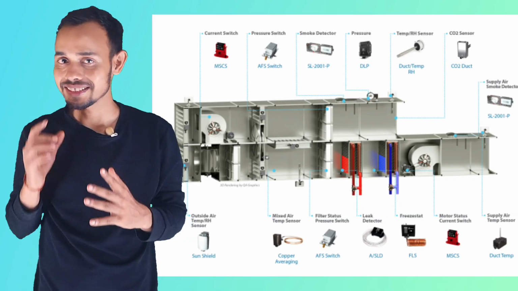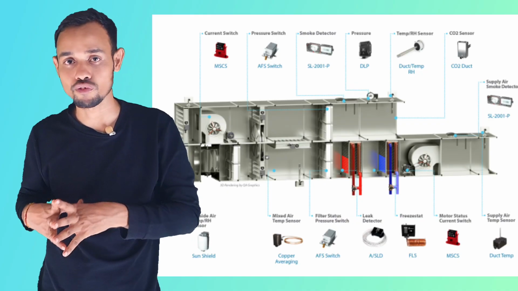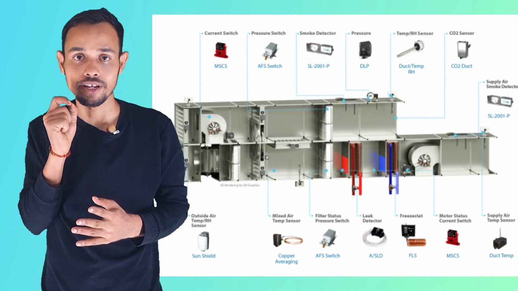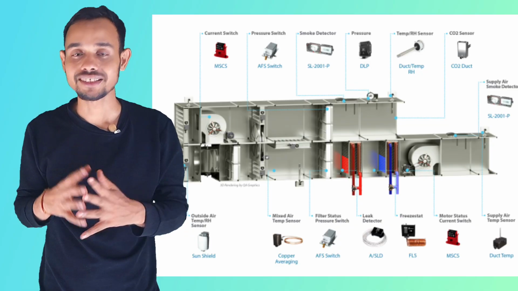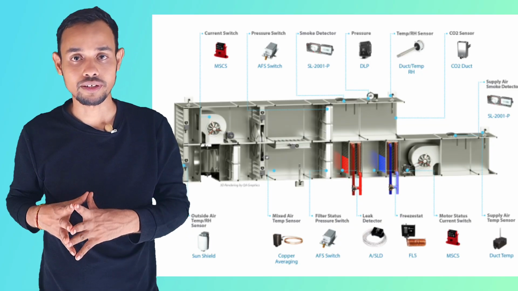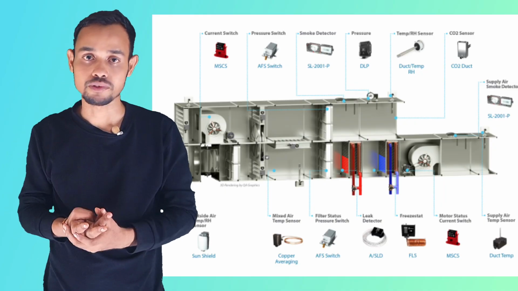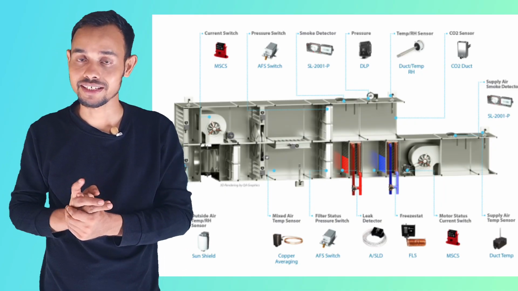Okay, let's see the sixth sensor. The sixth sensor is the VOC sensor. VOC stands for volatile organic compounds. Okay, let's see the usage of this sensor. Friends, it detects chemical pollutants in the air, especially important in labs, hospitals and manufacturing areas.